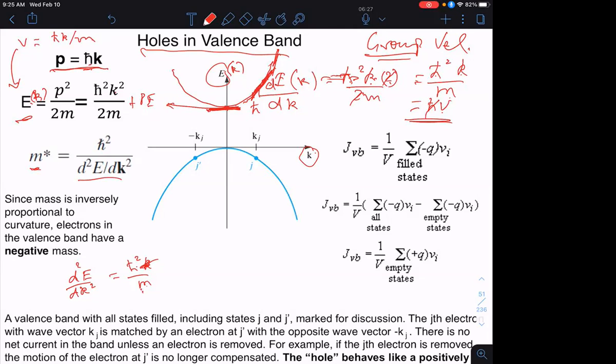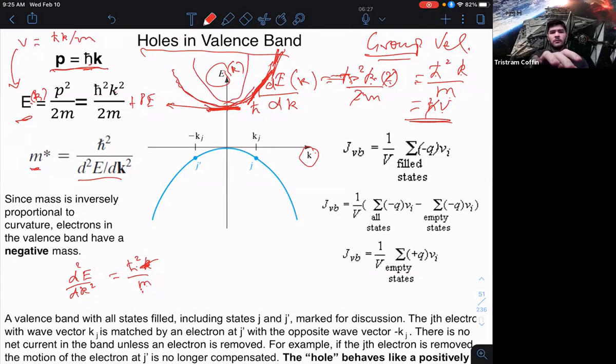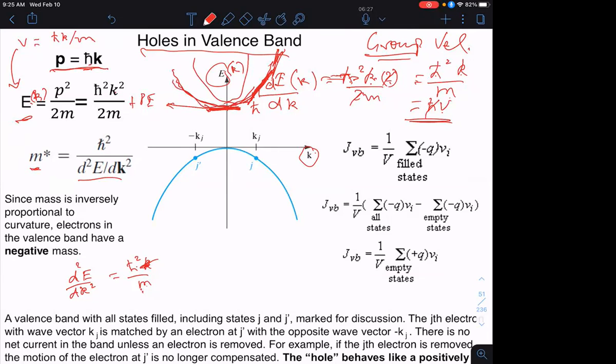What does d2E/dk squared, the second derivative, correspond to? The first derivative we saw corresponded to the slopes at different points, okay? The second derivative, I don't know if you remember from your calculus classes, corresponds to the curvature of a function, okay? So if you have a function that's more curved, the second derivative will be larger. If it's less curved, the second derivative will be smaller. So what this equation tells us is that the mass of the electron can be expressed as h bar squared divided by the curvature of the band structure. If the band structure is more sharply curved, the electron behaves as if it has a lower mass. If it's more gently curved, the electron will behave as if it has a larger mass.